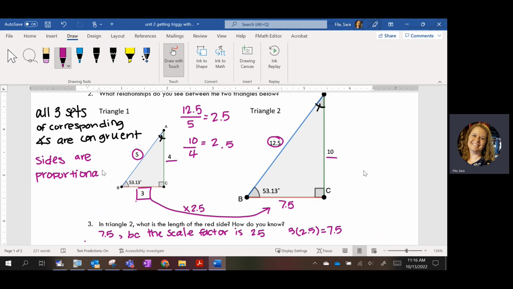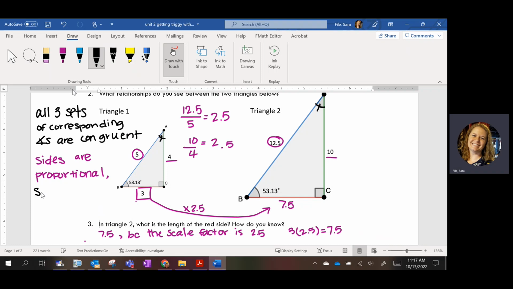Okay, so if your sides are proportional and your angles are congruent, then your shapes are similar. So these are similar triangles. Do y'all remember that term from geometry?